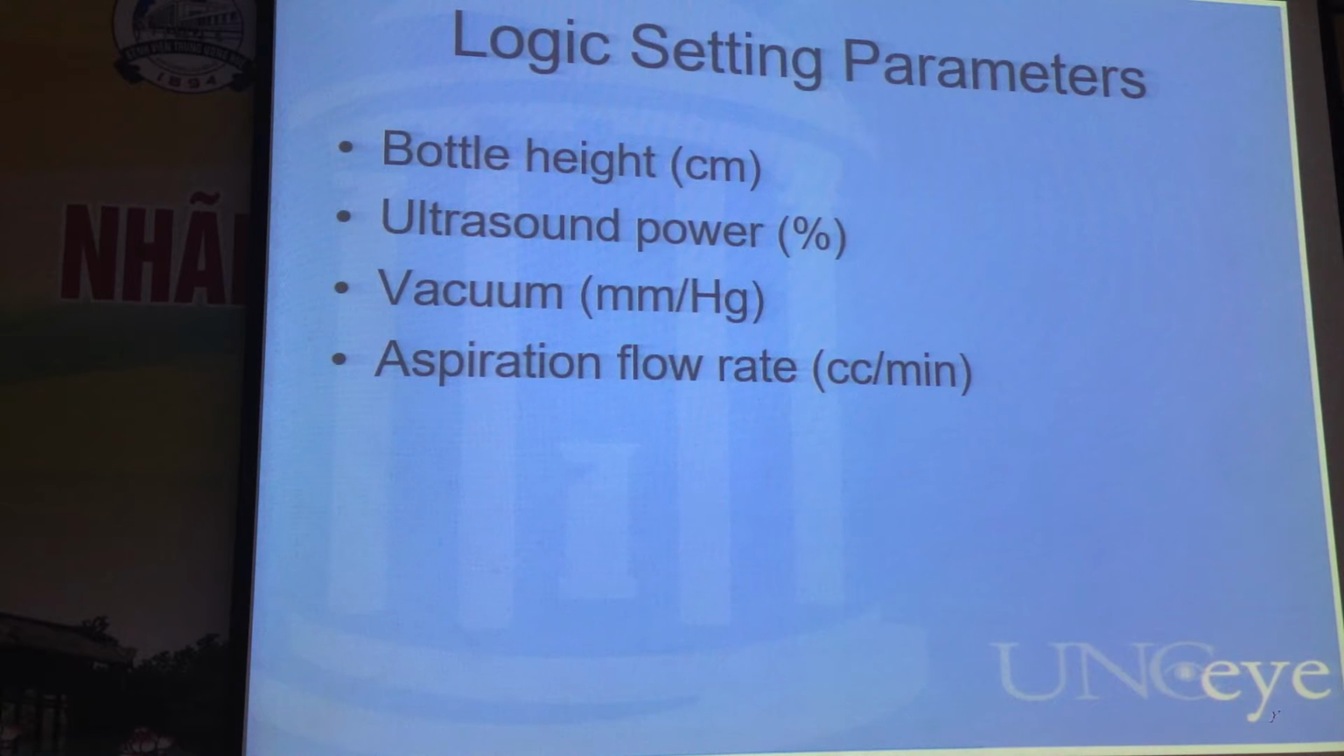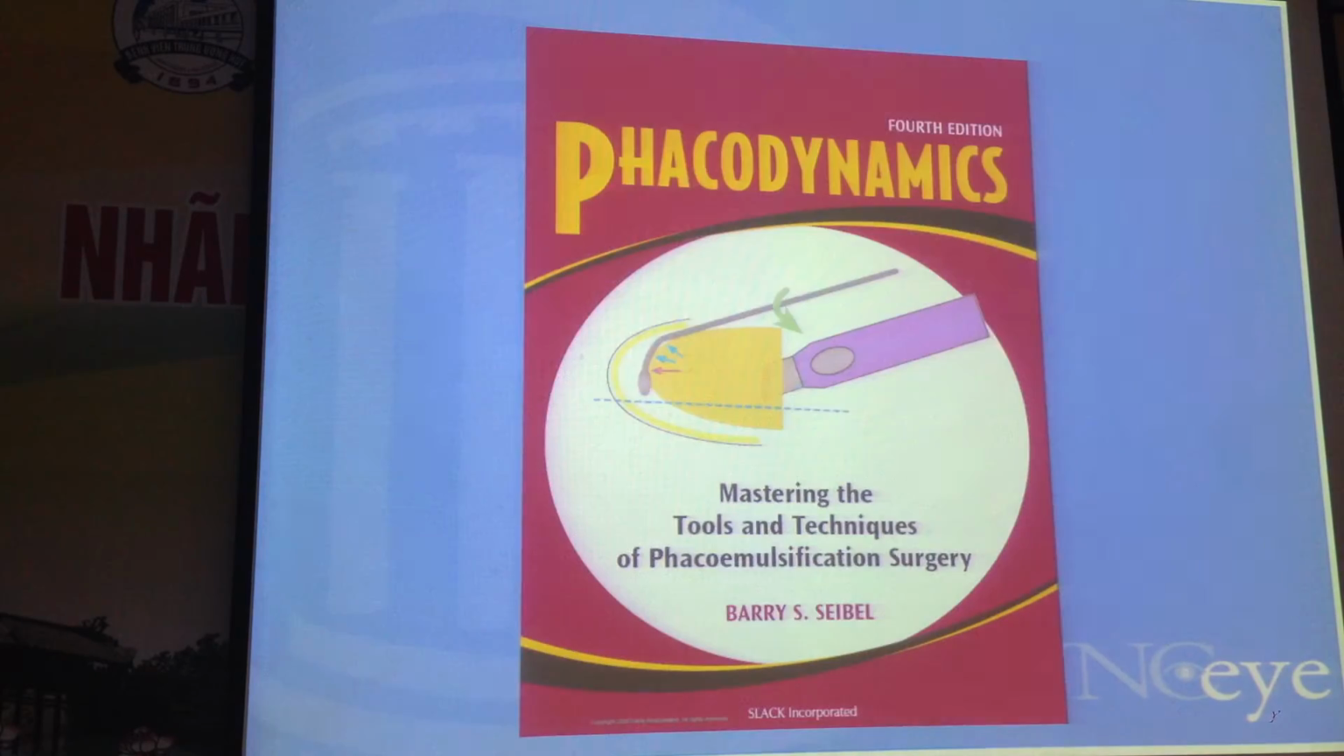So what is the logic of the machine settings? What can you set as a surgeon? You can set the bottle height, you can set the ultrasound power, you can set the vacuum that you will attain if you totally occlude the phaco needle. It'll never be attained if you don't totally occlude the phaco needle. And you have the aspiration flow rate, which you can set in cc's per minute.